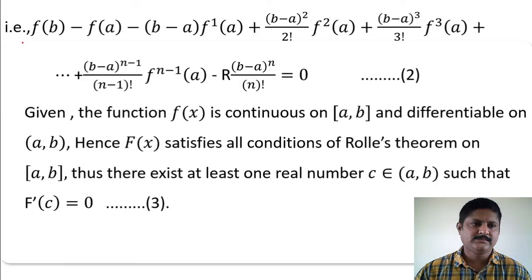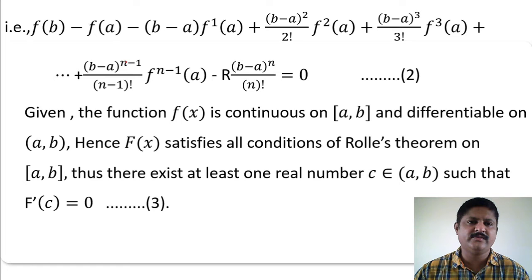That is, f of b minus f of a minus (b minus a) into f1 of a plus (b minus a) whole square by 2 factorial into f2 of a plus (b minus a) whole cube by 3 factorial into f3 of a plus so on plus (b minus a) whole power n minus 1 divided by n minus 1 factorial into f^(n-1) of a minus R into (b minus a) whole power n divided by n factorial equals 0. Call it as equation number 2.